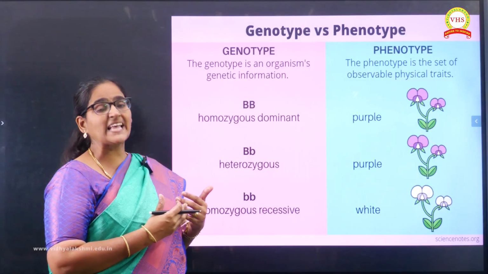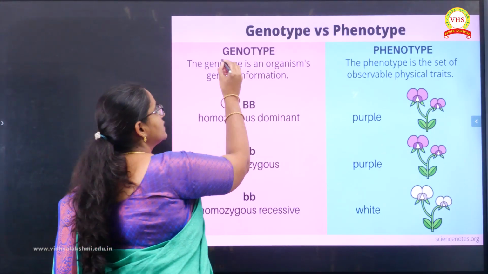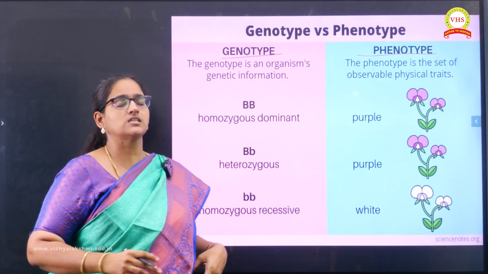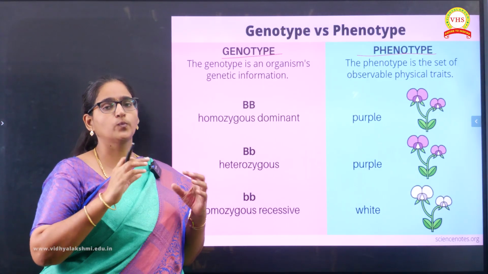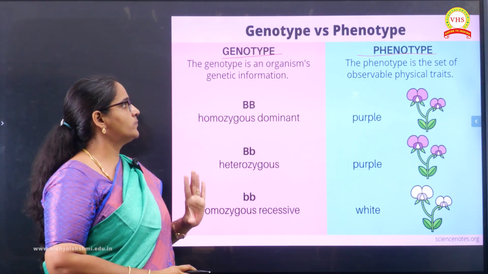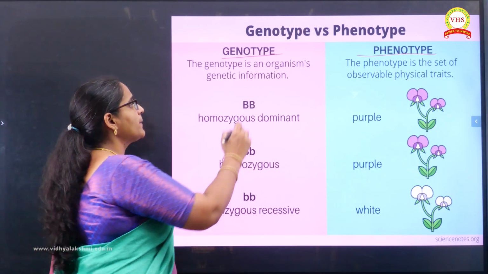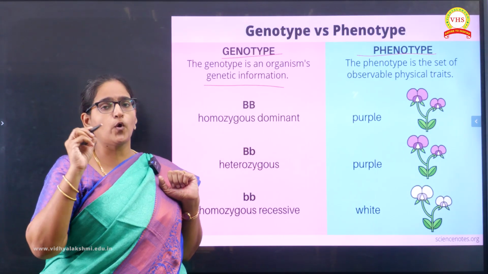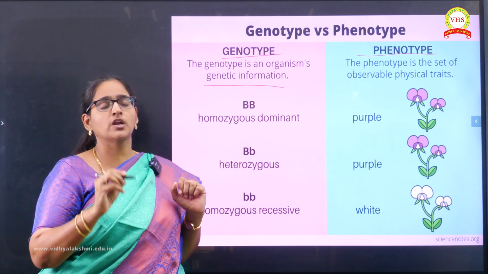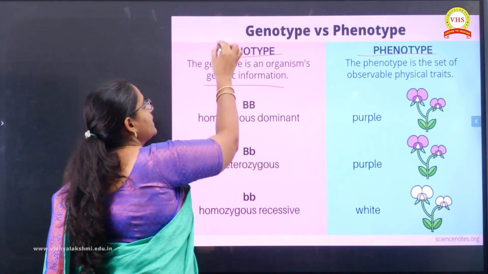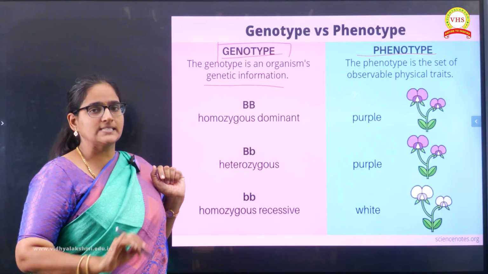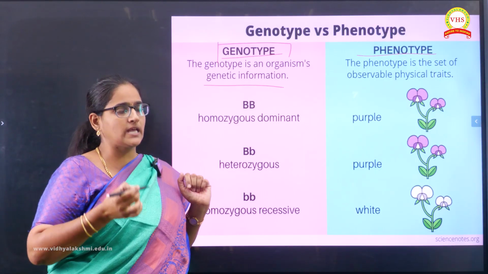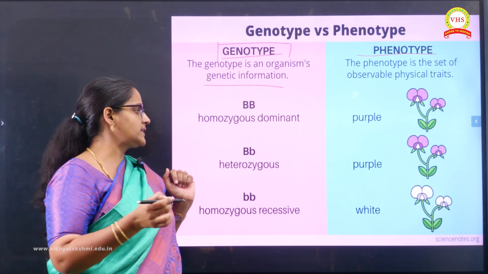Now before going to the experimental part, we have to be clear with the concept of genotype and phenotype. Without clarifying these terms, understanding Mendel's experiment is very, very tough. So here, the term genotype. The genotype is an organism's genetic information, the genetic makeup of the organism, or the genetic information about the particular organism is called the genotype. For example, we have seen the allele composition. If the alleles are the same, it is called homozygous. If the alleles are different, it is called heterozygous.